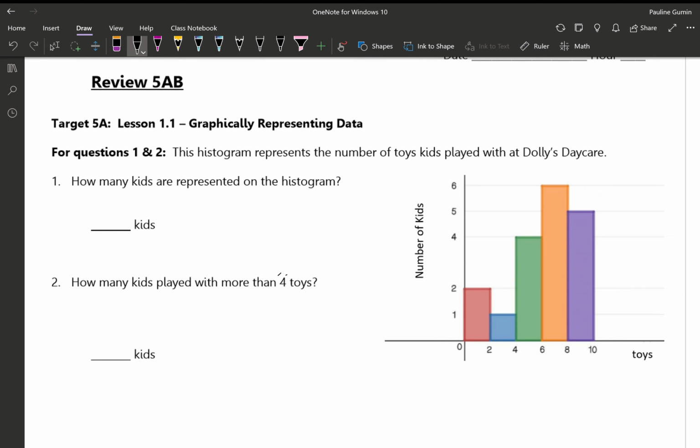For questions 1 and 2, we're going to use this histogram that represents the number of toys kids played with at Dolly's daycare. Number 1 asks us how many kids are in the histogram. Well, let's check it out.